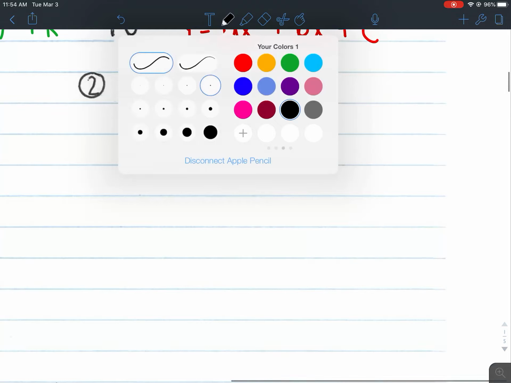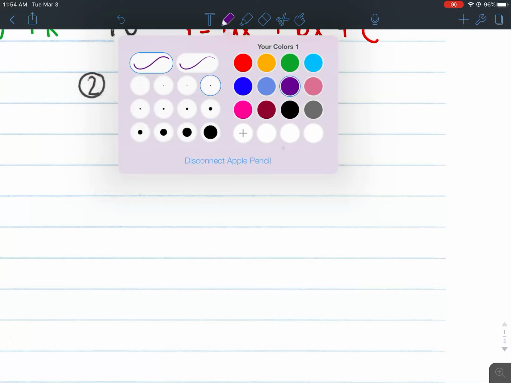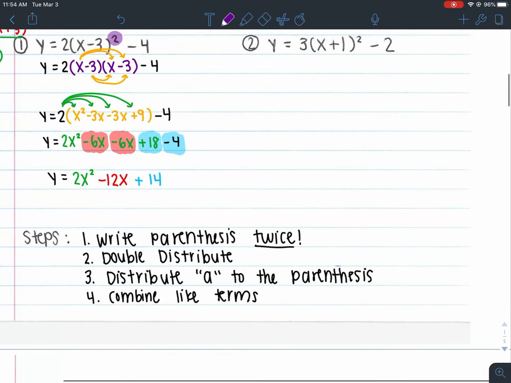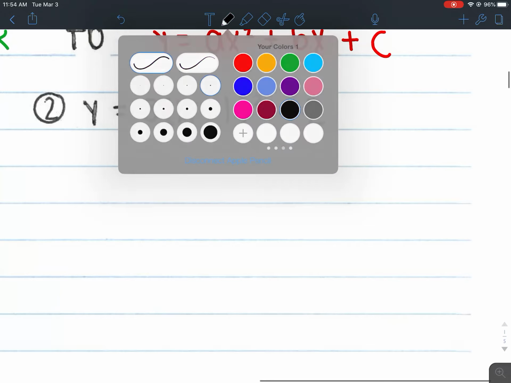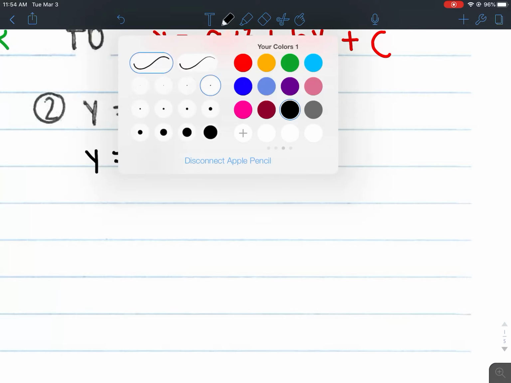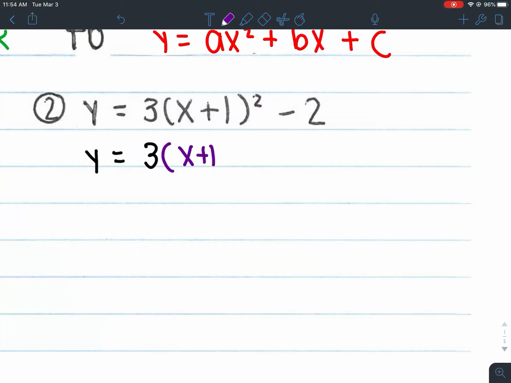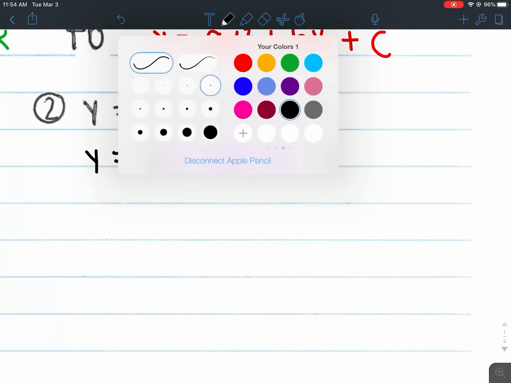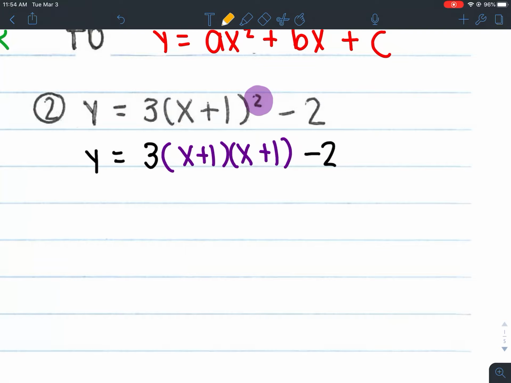So the first step says to do what? The first step is to write your parentheses twice. So we have y equals 3, parentheses x plus 1, parentheses x plus 1, and then minus 2. So I've just noticed that I have a 2 here, so I'm going to write it twice. The next thing I'm going to do is I'm going to double distribute.